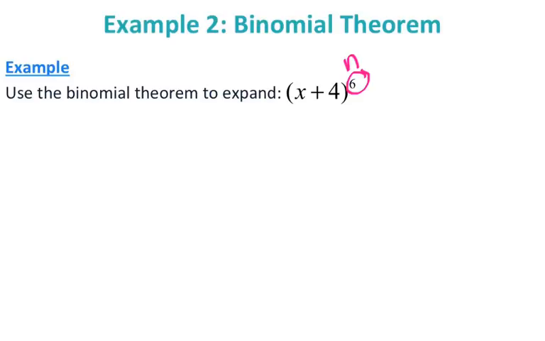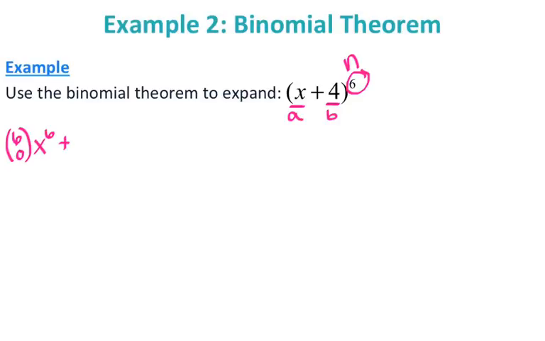The formula of the binomial expansion uses a and b, so this x is your a and this 4 is your b. So when I'm taking x plus 4 and raising it to the 6th power, the first thing that I'm going to do is the first combination, which is n choose 0. So that's 6 choose 0. And then I'm going to take my a and raise it to the nth power. So a is x, so I'm going to take x and raise it to the 6th power.